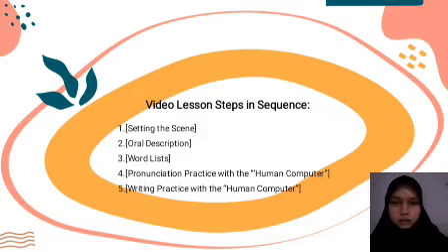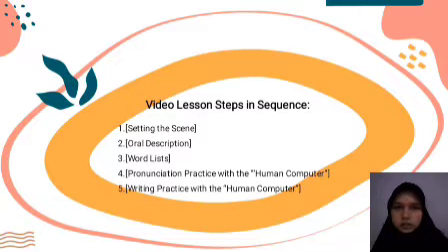And then the last step is writing practice with the human computer. Here, the teacher asks the students to individually write one sentence describing their house using words from the group list and from the individual list in their notebooks. Some students may choose to write more than one sentence in the time given. Then the teacher invites the students to read their sentences aloud and explains that the human computer will work in the same way as it did for the vocabulary, but this time with sentences.